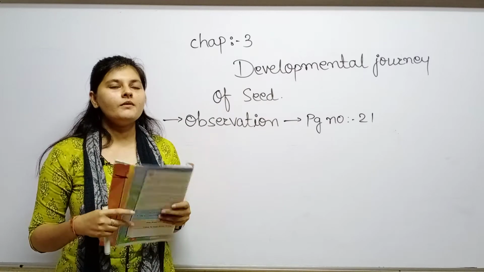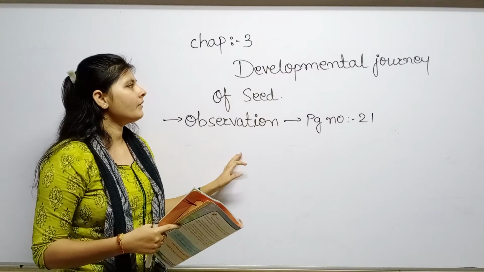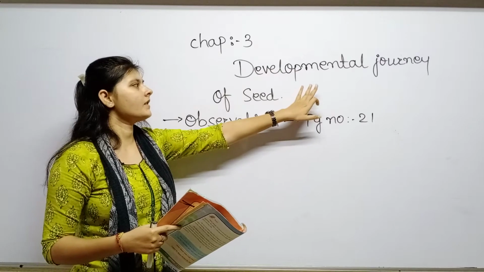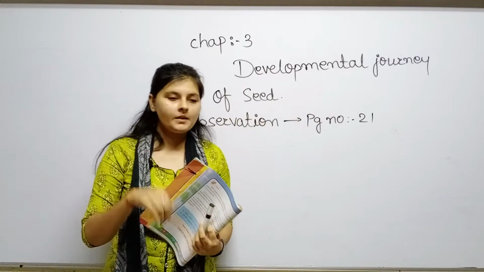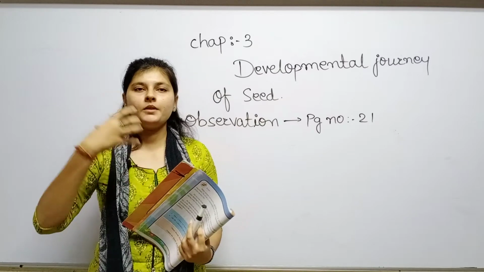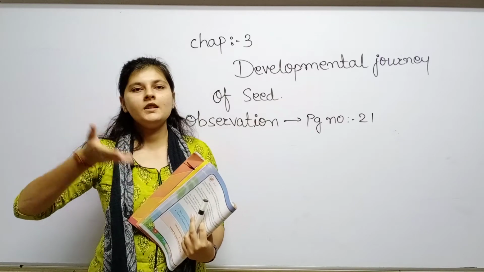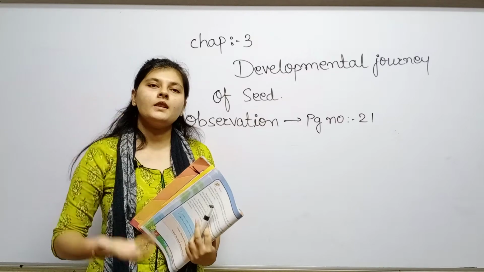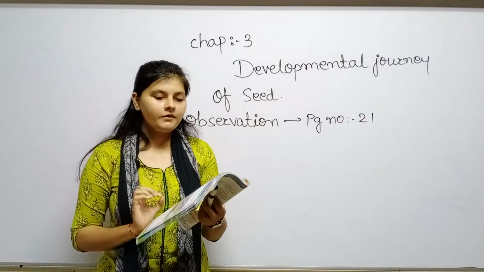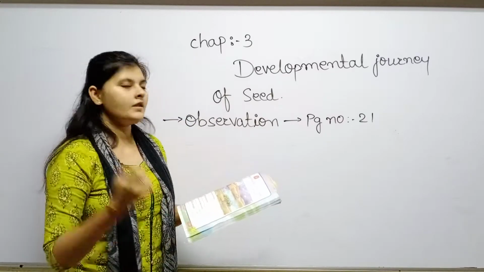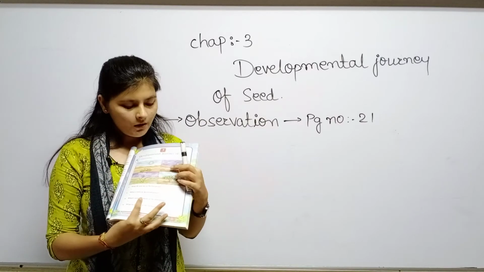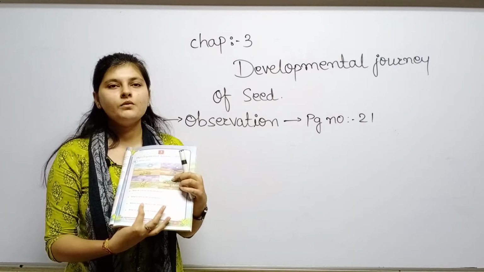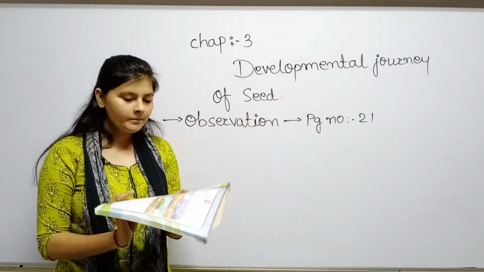So yesterday we finished our chapter 2 and now we are starting chapter 3, which is the developmental journey of seeds. In this chapter you are going to learn a little bit about the seed, how a seed grows and what the types of seeds are. First, if you see your page number 21, the chapter starts from that page. You can observe the 4 pictures and see how a seed is growing, right?